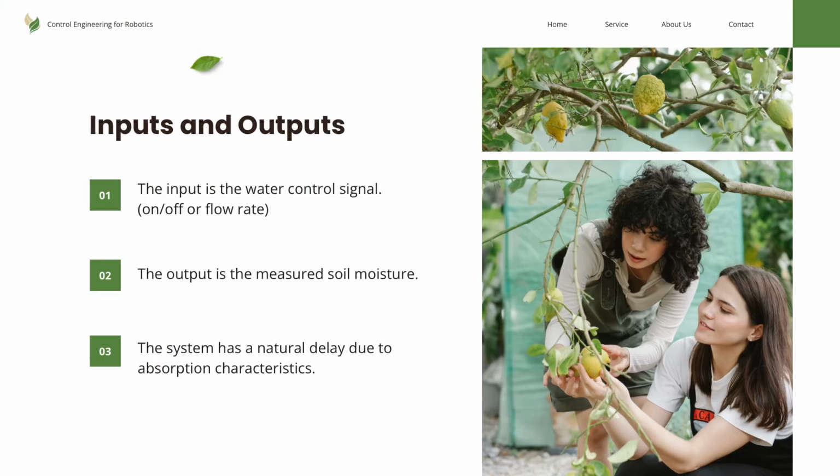Input and output. In this system, the input is the water control signal, on and off of flow rate. The output is the measured soil moisture, and the system has a natural delay due to absorption characteristics.